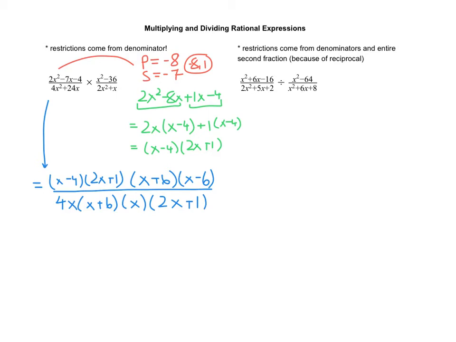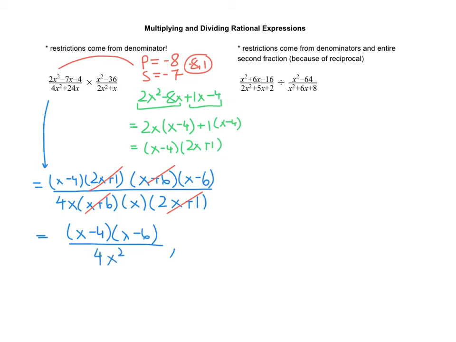Now I start looking for any common brackets or common monomials. What I notice is that I have 2x plus 1 in both the numerator and denominator, and I have x plus 6 in the numerator and denominator. And now I can write my leftovers. So I have x minus 4 and x minus 6 left in the numerator, and in the denominator I'm left with 4x and x, which I can simplify to 4x squared.